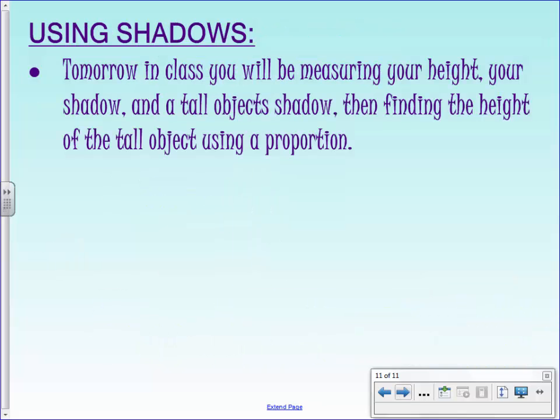Tomorrow in class, you will be measuring your height, your shadow, and a tall object's shadow, and finding the height of the tall object using a proportion.